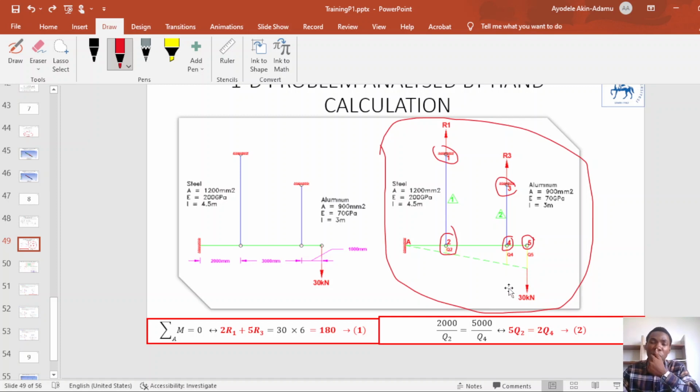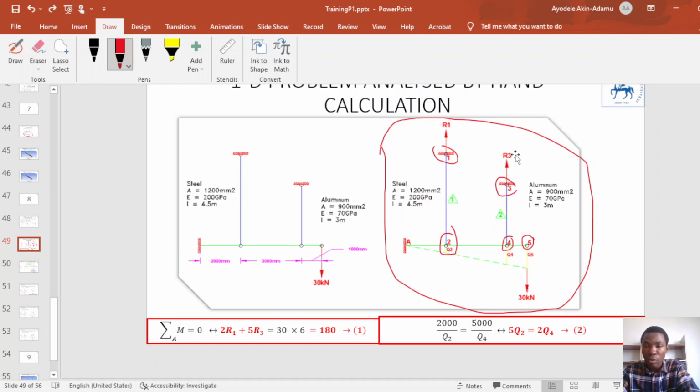So if we use two equilibrium equations, the first equilibrium equation, summation of moment at A equals 0. If we sum moment at A equals 0, because we have a pin support at node 1 and node 3, that means we'll have a reaction force at node 1 and node 3, and the reaction force will point upward.